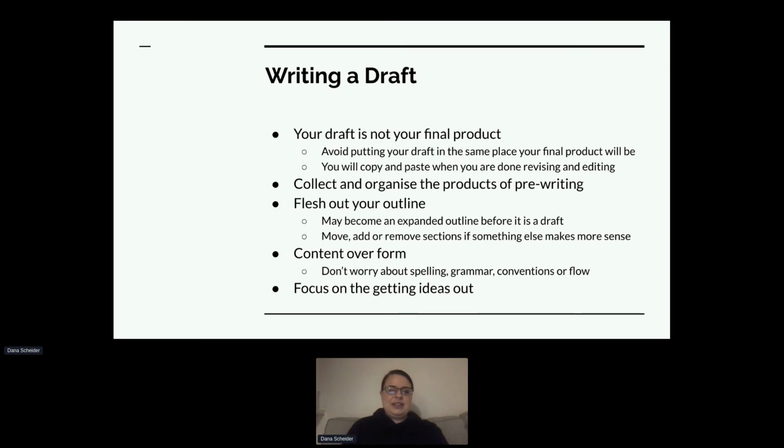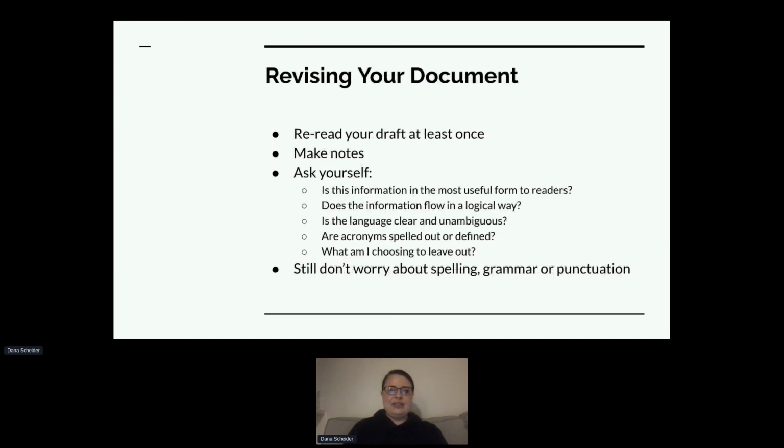The important thing at this stage is that you want to get your ideas on paper. You're more interested in actually getting the information down than you are about spelling or grammar or conventions or anything like that. Once you've finished the draft, then you can revise it. I recommend rereading the draft in its entirety at least once.